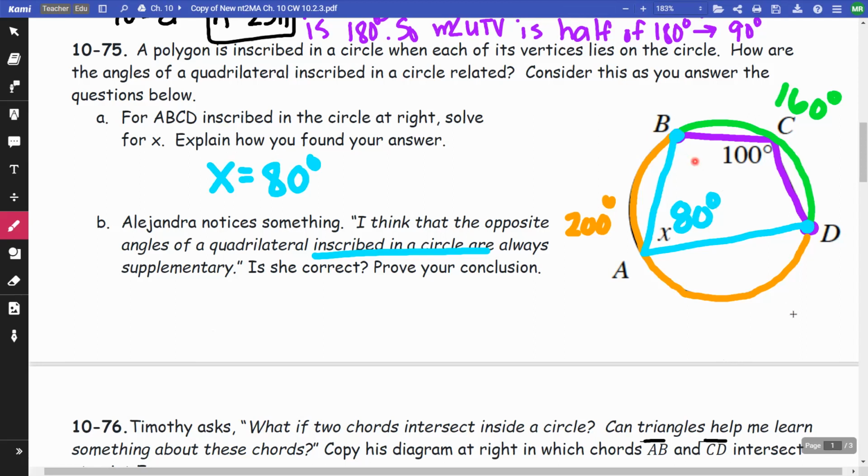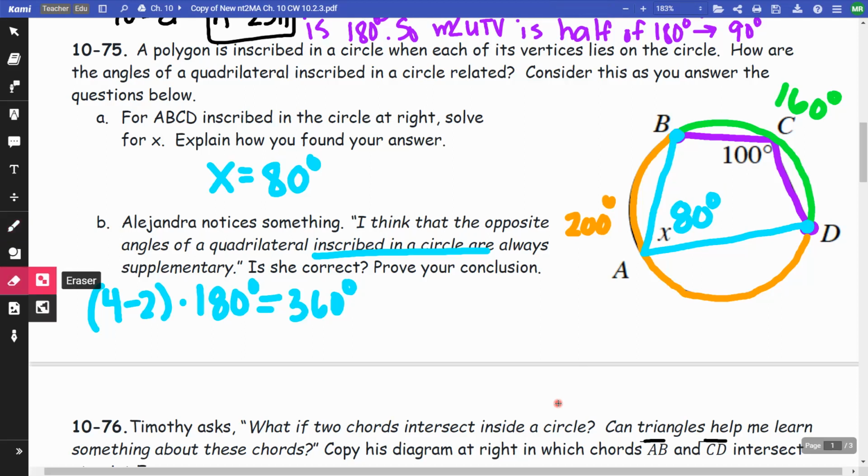And in a quadrilateral, we know that one of the formulas to figure out the sum of all the angles is your sides minus 2 times 180 degrees. That's going to be 2 times 180 degrees, which is 360 degrees. So we know all the angles in a quadrilateral add up to 360, which means these ones also have to be 180. Now, maybe that just happened for this case. How can we prove this? So to prove this, what we're going to do is the following.